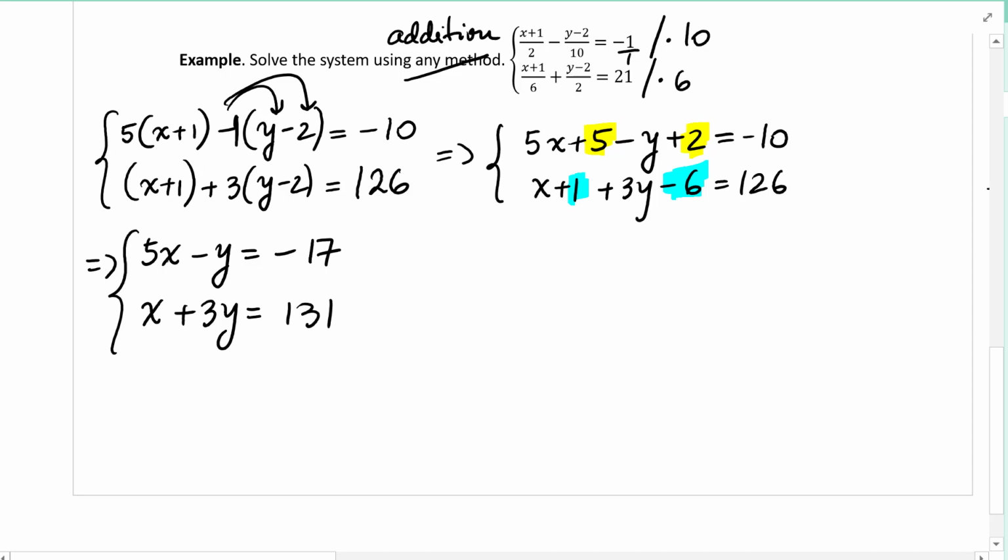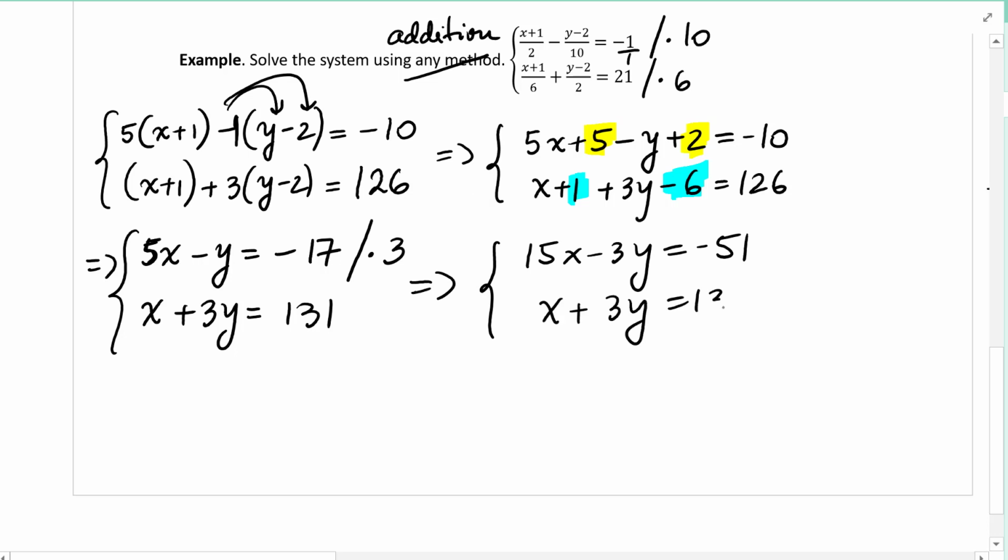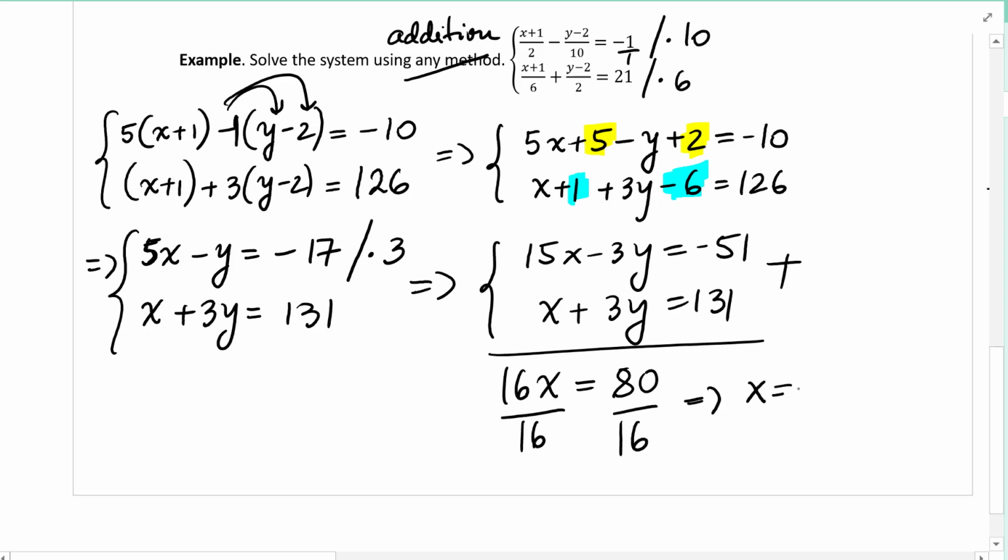Now when we take a look at our system, we have x aligned, y aligned, and then the constants aligned. I want to eliminate y because all I have to do is multiply the first equation by 3. So we get 15x minus 3y equals negative 51, and x plus 3y equals 131. So when we add these two equations, we get 16x equals 80. If we divide by 16, we get x equals 5.